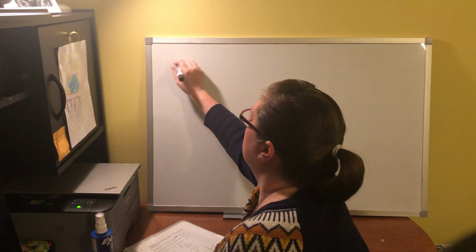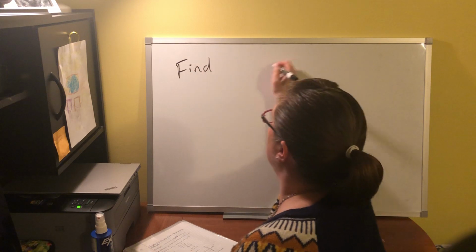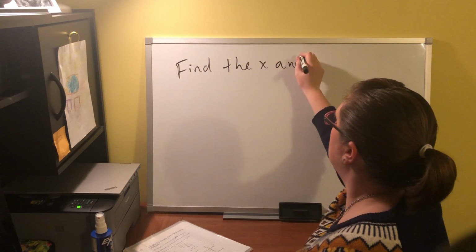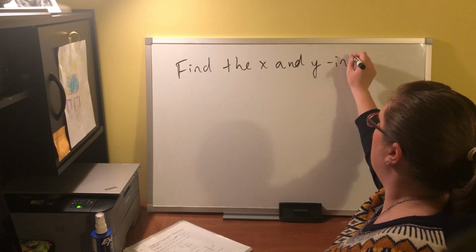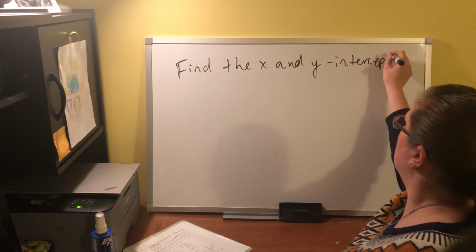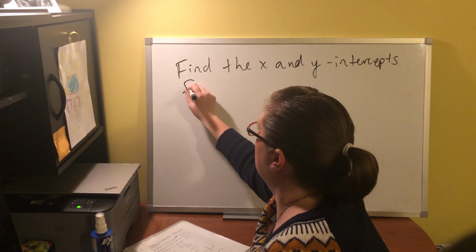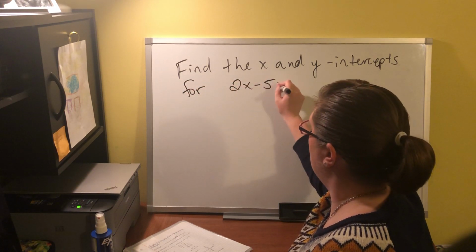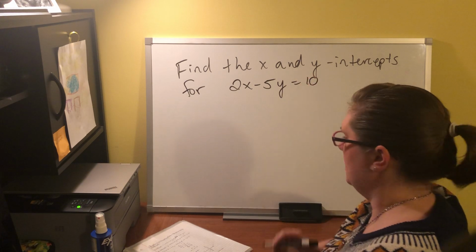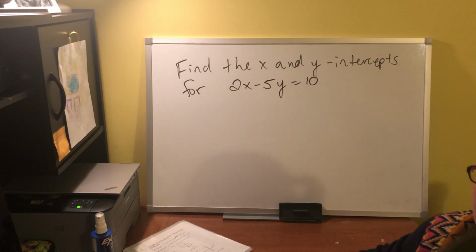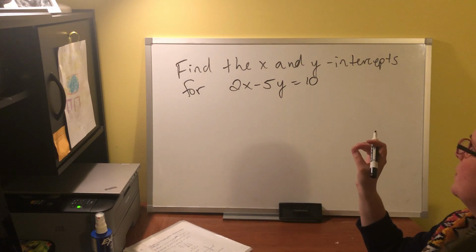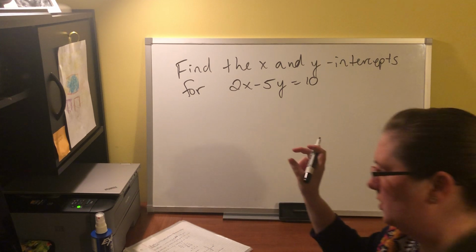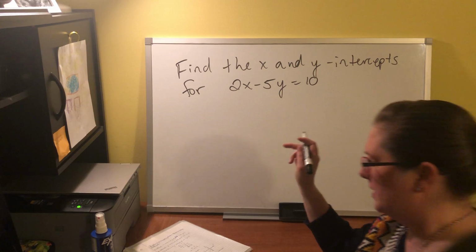They're going to ask you on your homework and on the test to find the x and y-intercepts, and they're going to give you an equation. The one we're going to look at is 2x minus 5y equals 10. When you're giving your answers for these x and y-intercepts, they're given as a point. You need to keep that in mind.